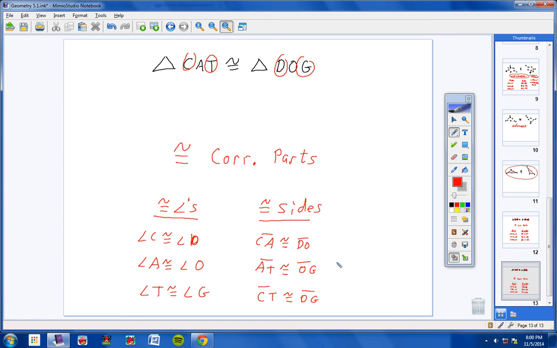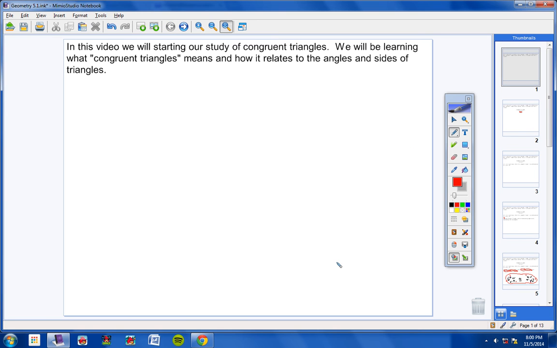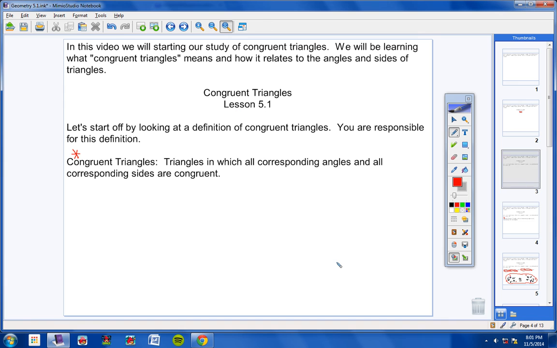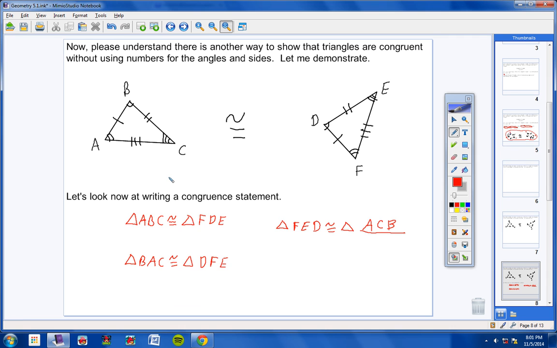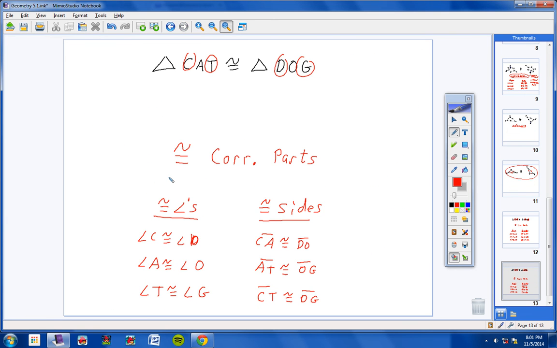Let's really quickly review. You are responsible to know the definition of congruent triangles right here, okay? And you should be able to write congruent statements, and you should be able to list out the congruent corresponding parts, okay? All right, if you have any questions, don't hesitate to call or email.